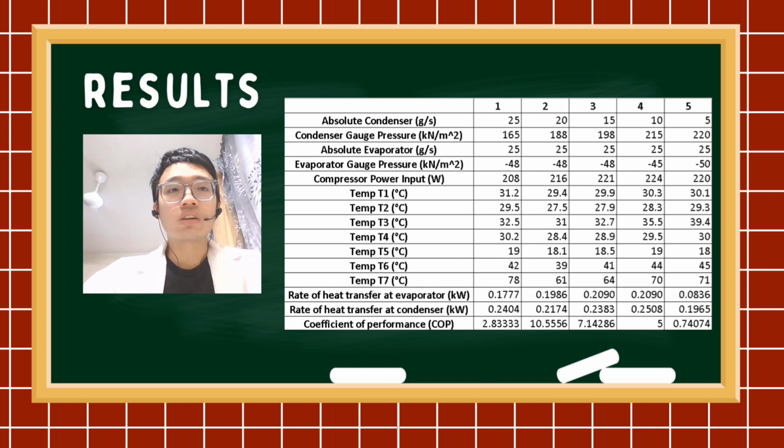And the temperature of T6 starts from 42 degrees Celsius, drops to 39 degrees Celsius, and increases until 45 degrees Celsius. And the temperature of T7 starts from 78 degrees Celsius, drops to 61 degrees Celsius, and increases until 71 degrees Celsius.